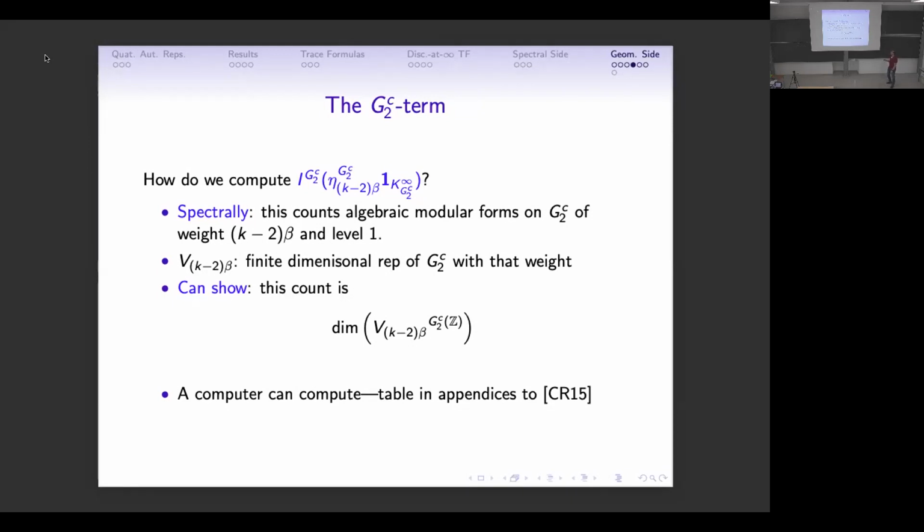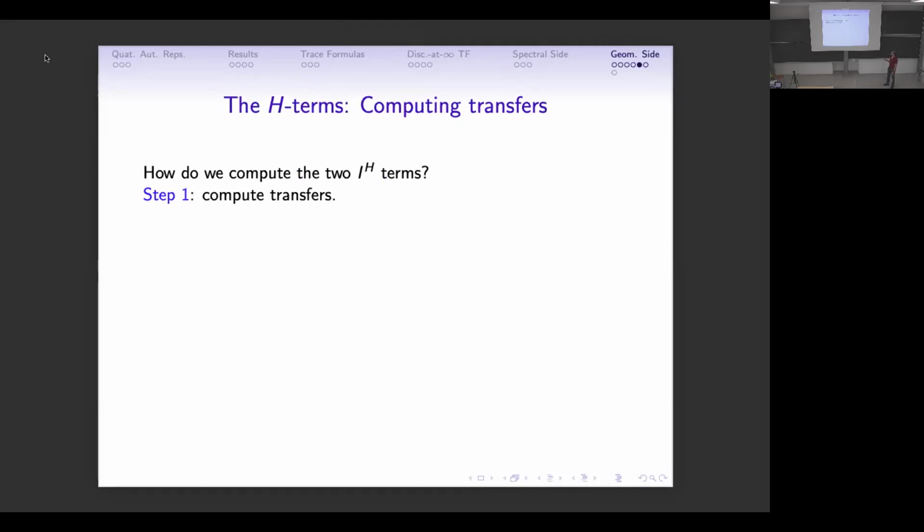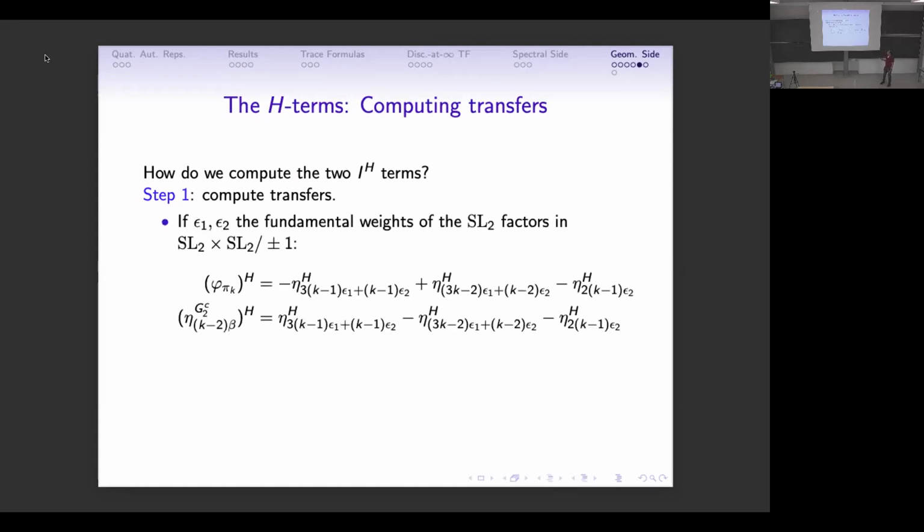Okay. So all that's left is dealing with these IH terms. There are 2 steps to do that. The first step is we need to compute what these actual transfers are. So here's just what the transfers turn out to be. The transfer of these pseudo coefficients turns out to be this specific linear combination of Euler-Poincare functions on H. The transfer of this Euler-Poincare function on G2 compact to H turns out to be this other specific linear combination of Euler-Poincare functions.